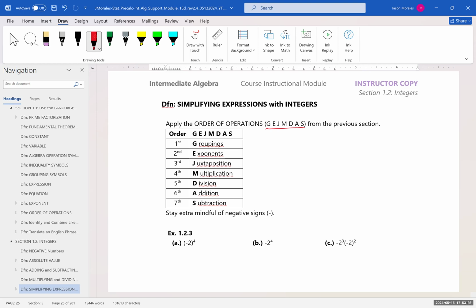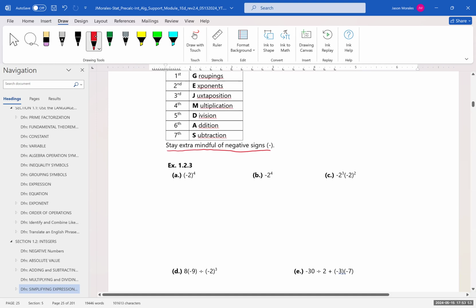Whenever you're simplifying expressions with integers, stay extra mindful of negative signs. It's easy to lose track of them. And if you lose track of them, you can do everything right, but miss one negative sign and the whole thing is wrong. Okay, so let's look at example part A.